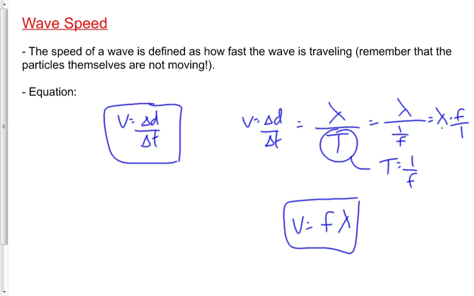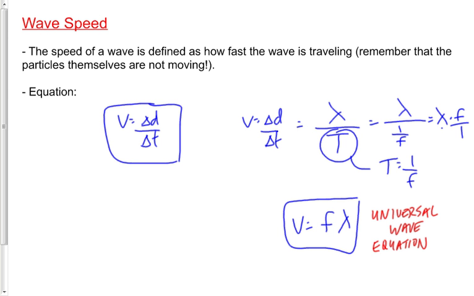This equation is important, so important that we give it a special name. We call it the universal wave equation. The speed of a wave is equal to d over t as long as it's not changing mediums, but it's also equal to f times lambda, the frequency times the wavelength of the wave.